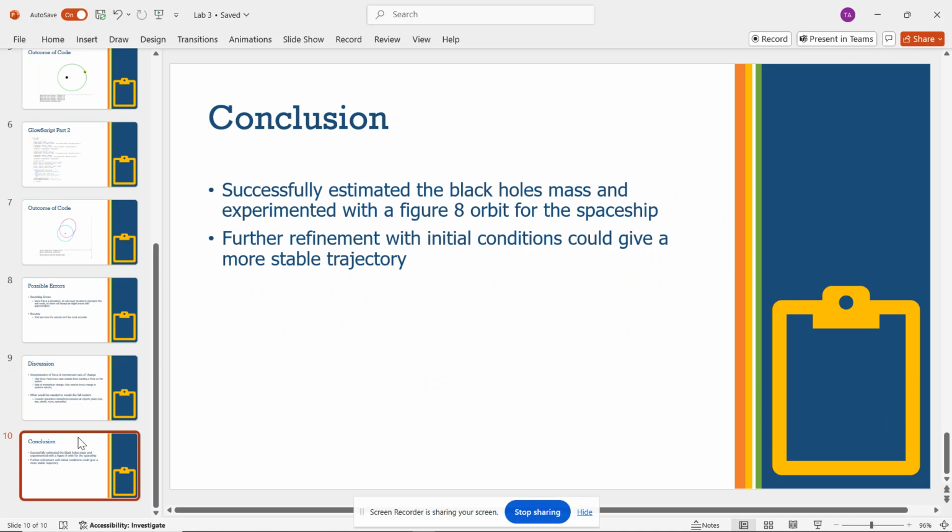In conclusion, I was successfully able to estimate the black hole's mass and experimented with and was able to get the figure-8 orbit for my spaceship. Further refinement with the initial conditions could give a more stable trajectory, making my lab more accurate.